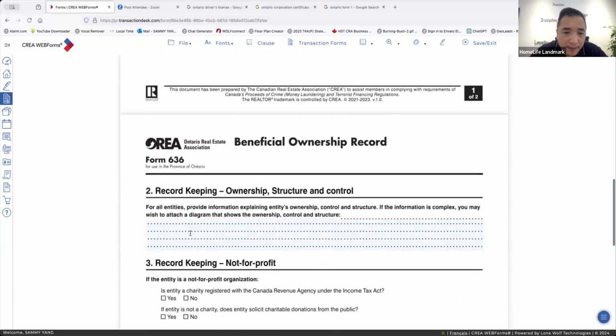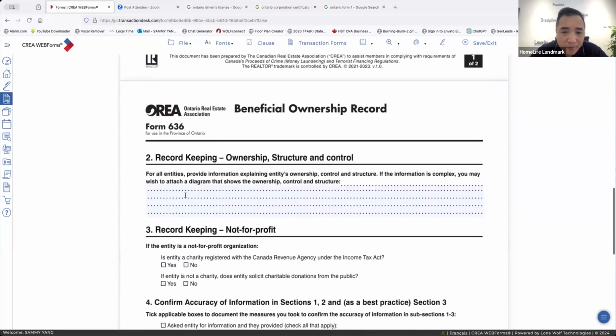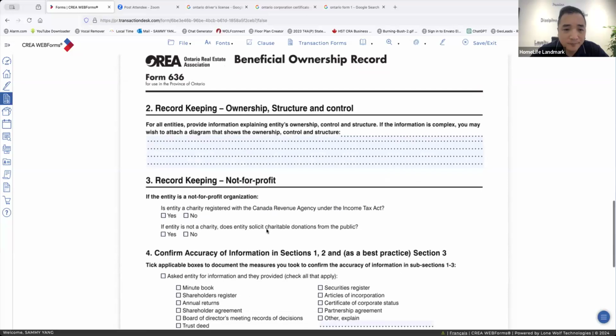we don't leave blank. Number 2, we need to write down who the director is and what percentage of the business they own. Usually, if there's only one person, we just write down that one person, John, 100%. Maybe they own it with their spouse, and it's Mary 50%, John 50%. You have to know the structure, so you have to ask your client.